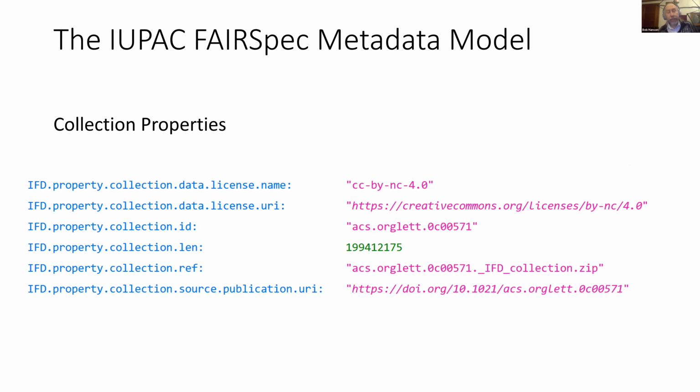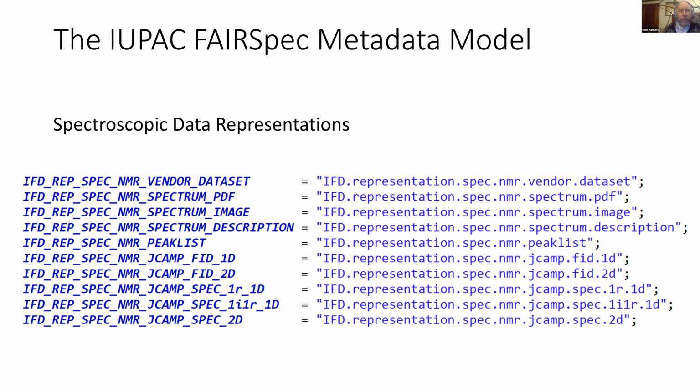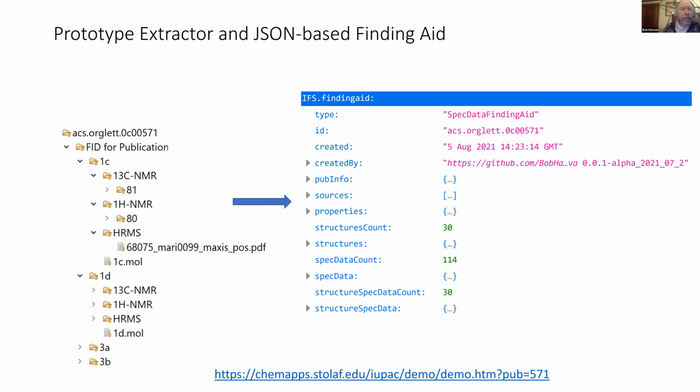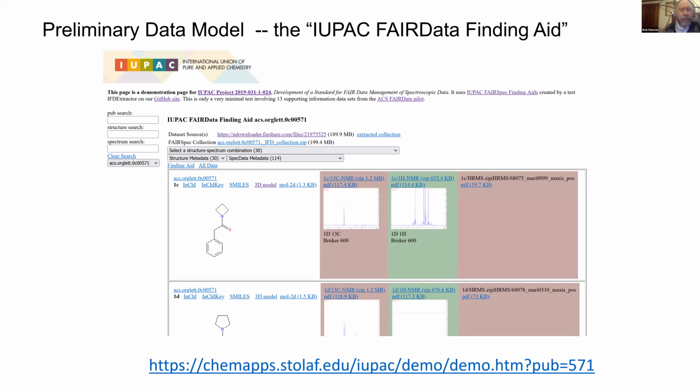Okay, so it's a pretty simple system. I just want to go over very briefly, just give you a peek at what this looks like. It's a set of concatenated terms: spectroscopic data properties, data type representations, structure properties, structure representations, sample properties, analysis properties, which we have not started on. In conjunction with this, we've actually produced a prototype extractor from the data sets that came from the American Chemical Society study and built a series of JSON-based finding aids, which catalog and display the contents of the files in a way that is readable and understandable. And so, for example, here's a data set that actually had some little images associated with it. And I think this may be one of the ones that came from an MNova file.